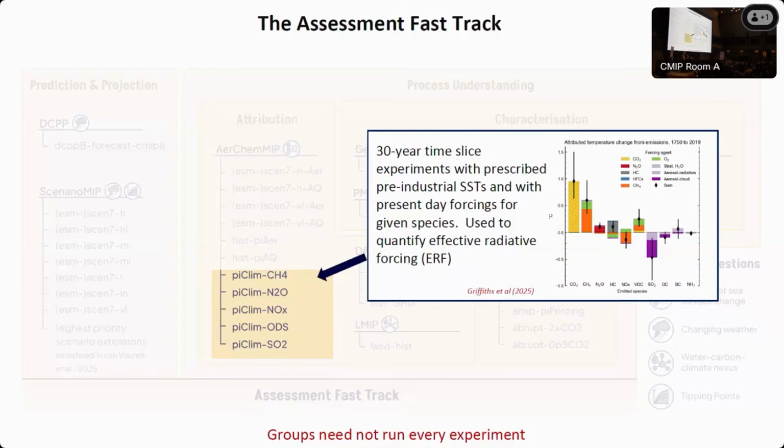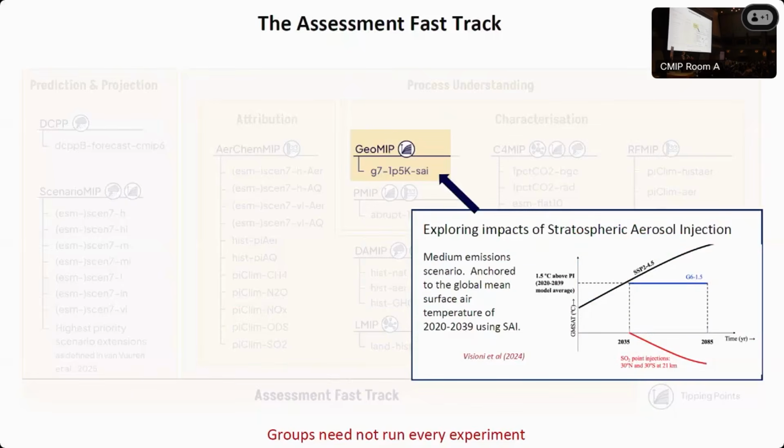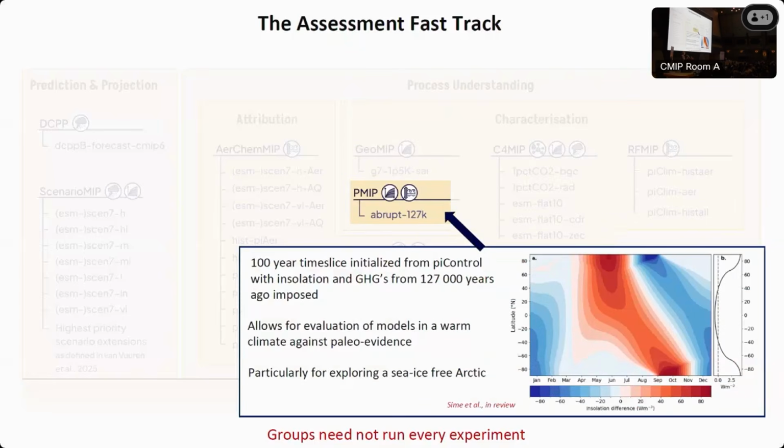For GeoMIP, there's one experiment. This is an experiment under, I think, the medium scenario, but keeping temperatures fixed at 1.5 degrees, I think, using stratospheric aerosol injection, to explore the impacts of SAI. There's one experiment from PMIP. This is for the last interglacial, where you abruptly change the irradiance and the greenhouse gases to be those of 127,000 years ago. And so this gives a warm climate that can be compared with paleo records, particularly useful for looking at situations with a sea ice-free Arctic.